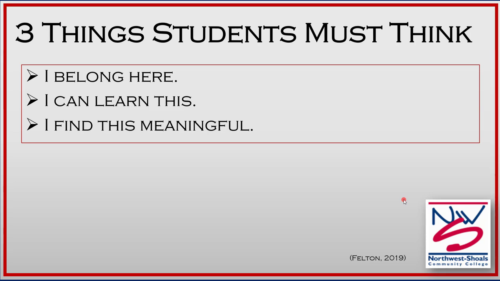And so what Felton said in this podcast is that for students to be engaged, there are 3 things that they must think and 5 things that they must do. In terms of the 3 things that they must think, they have to think they belong here. I belong here at this institution. I belong here in this course. And I belong here in that I can learn this material, right? They have to have a sense of belonging and a sense of community.